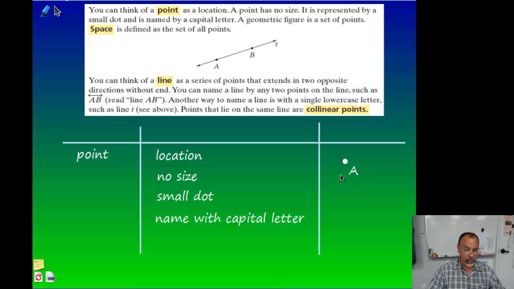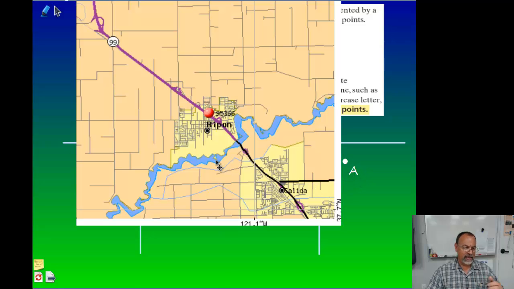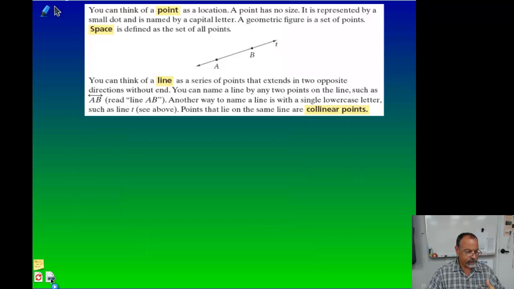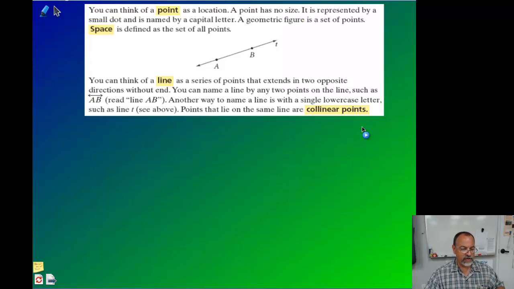So if you're naming a point, you want to describe, hey, I'm talking about this point here, you must use a capital letter. Okay, and again, back to Ripon here. You'll go to Ripon, you'll never find this point. It's just representing a location. Okay, that's all it is. Okay, let's take a look at the next part of this section, or the next part of this paragraph that we didn't look at.